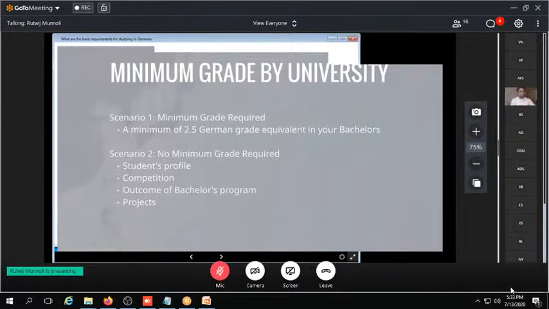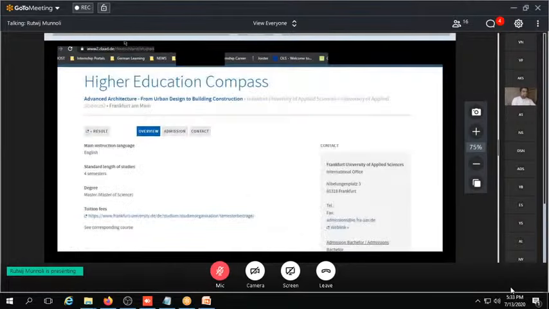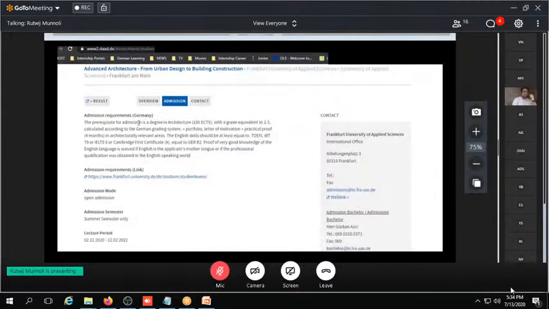So let's take an example. I'll show you one requirement page over here. I have one example. Just a minute. So over here, you can see this is for advanced architecture from urban design to building construction. It's from Frankfurt University of Applied Sciences. This is the language of instruction, which means this is an English taught program, and it consists of a four semester program. And here, if you click on the admission page, you can see the prerequisite for admission is a degree in architecture. This is just an example. You will see many universities over here.